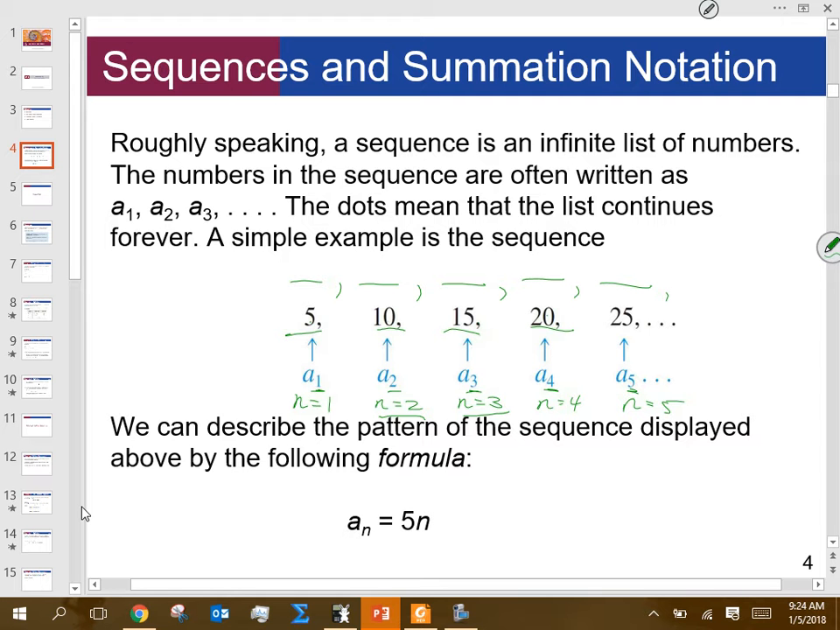What's nice about that, if I want to know the 100th term, and I didn't have a formula, I'd have to write out 5, 10, 15, 20, 25, 30, 35, 40, 45, 50, 55, 60, all the way up until I've written 100 things, right? But now if I've got a formula, and I want to know what the 100th term is, okay, I take 5 times 100, and it gives me 500. Does that make sense, everybody?